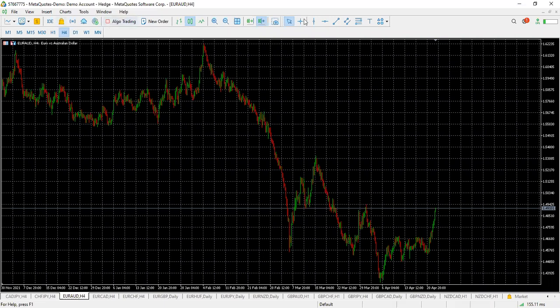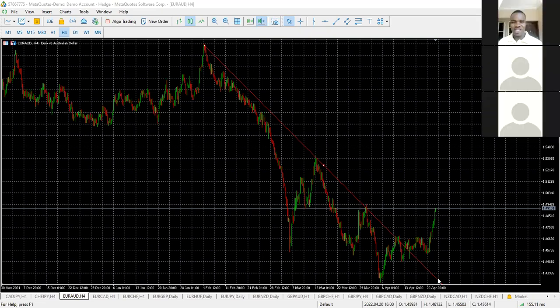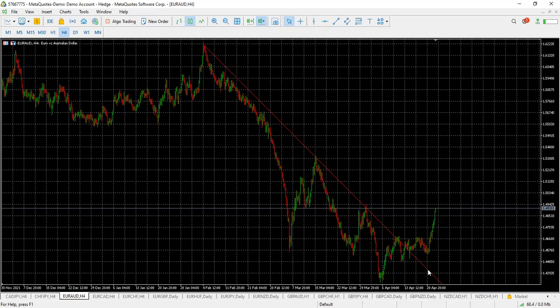Now, let me draw my trend and show you why this has become a buy trade. This is a low high here. This is a low high here. This is another one here. This is a break of structure. All right. This is a break of structure at this zone.